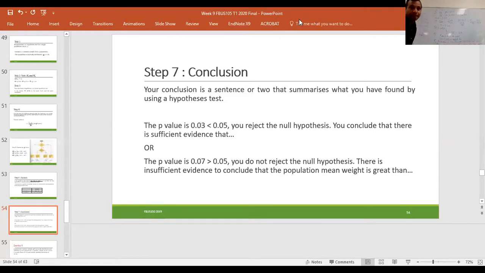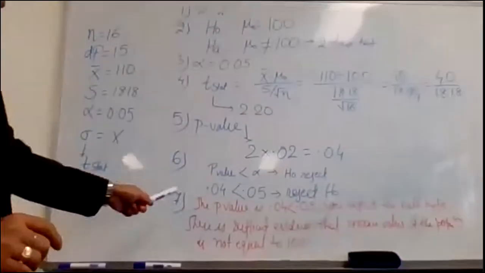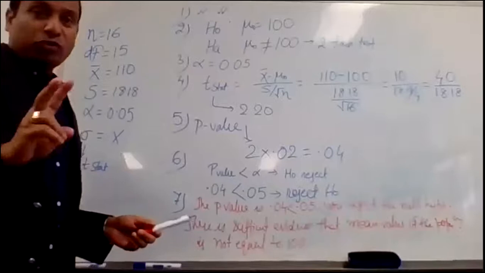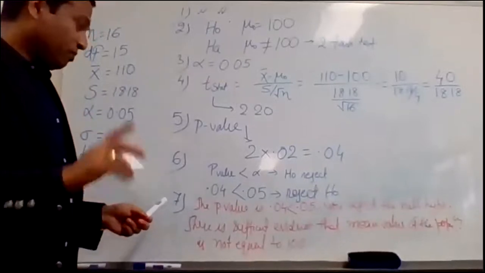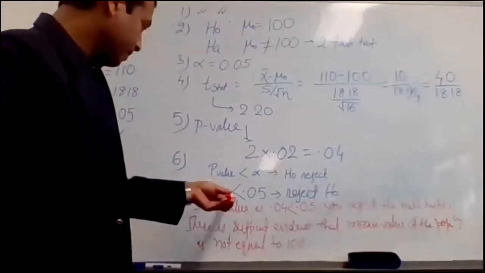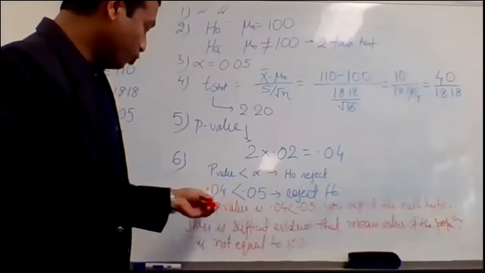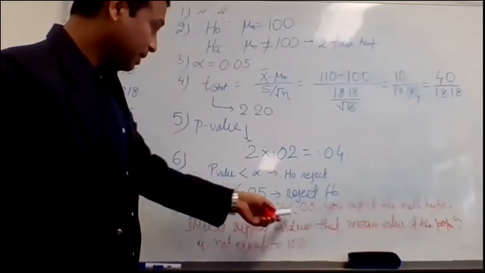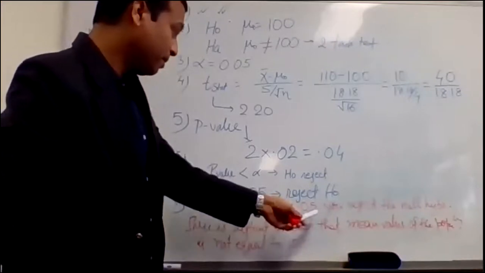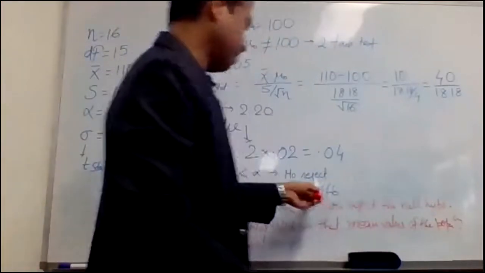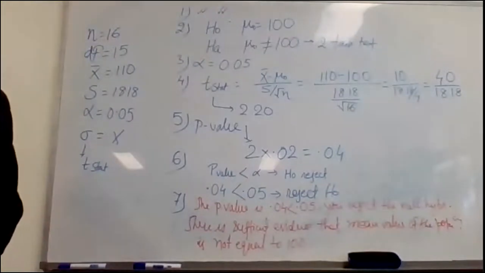Can you go over step 7 again? So for step 7, two sentences are important at minimum. The first one will be as per your step number 6: the p-value is 0.04, less than 0.05, so you reject the null hypothesis. That is the first statement. Is that clear?